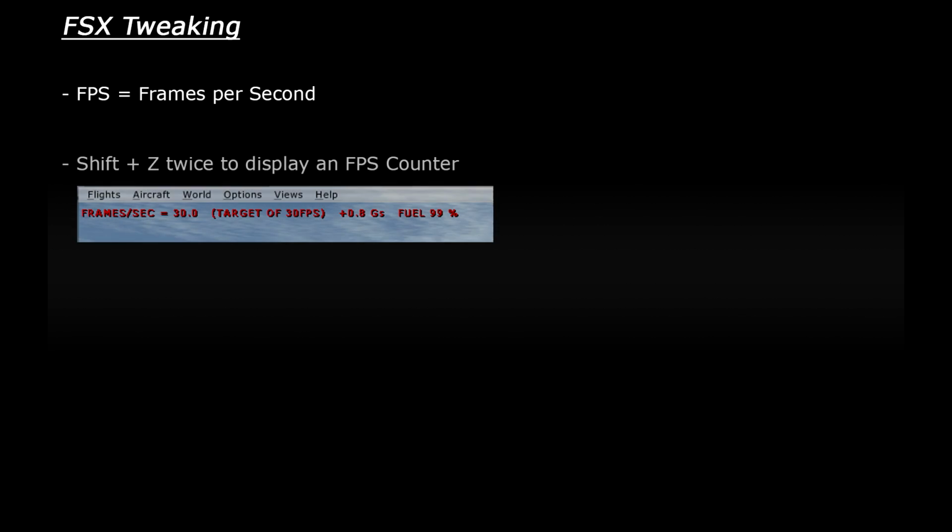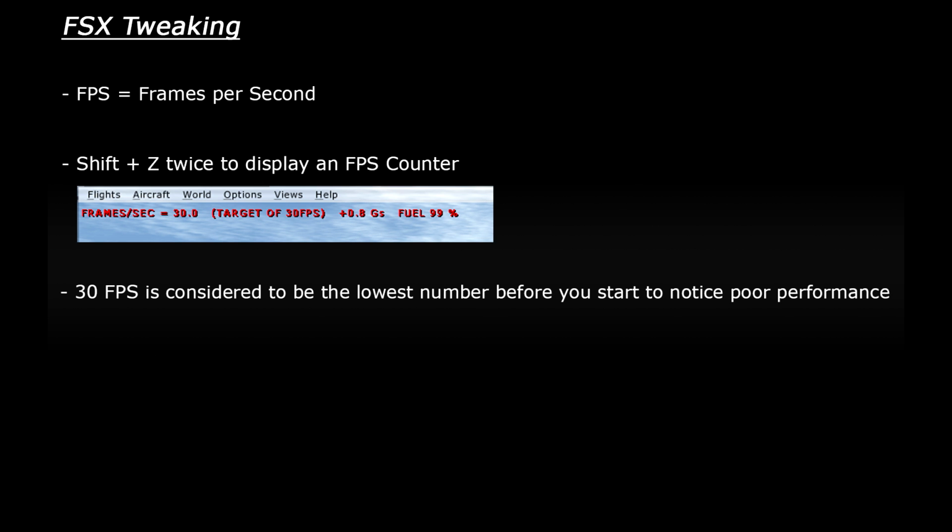In FSX, you can press Shift plus Z when you're in the plane, and this will give you some additional information up in the top left corner. If you press Shift Z twice, you'll get an FPS counter. It's widely accepted that 30 frames per second is sort of the benchmark figure. Any lower than this and you'll begin to notice the drop in performance, and anything above that is just brilliant.